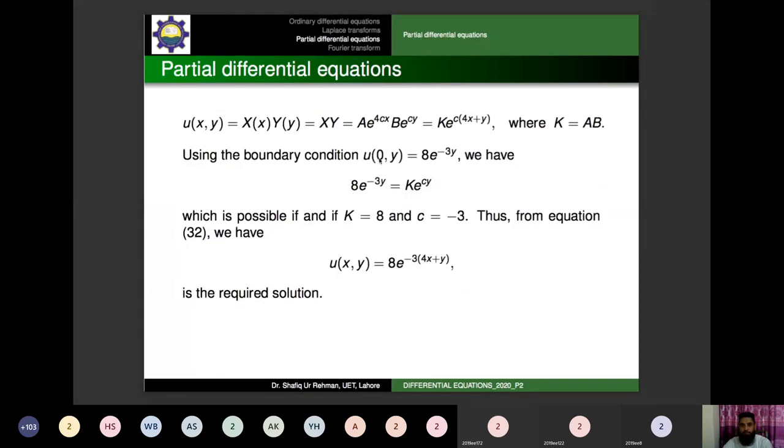What is the condition? U of 0, y means at x equal to 0, for every value of y, u is equal to this one. So u is equal to k times e raised to the power c times (4x plus y). So replace x by 0 over here. It will turn out to be cy in the exponent of e. On the left hand side, u of 0, y is equal to 8 times e raised to the power minus 3y. So plug in u of 0, y on the right hand side with x as 0 and y still there. Now, they are equal to each other.